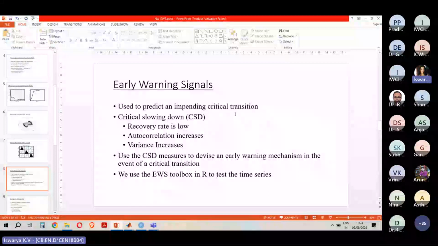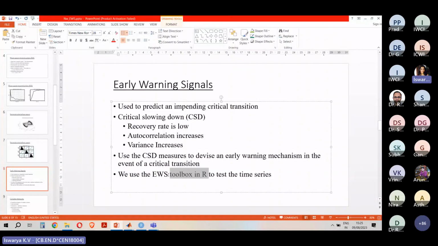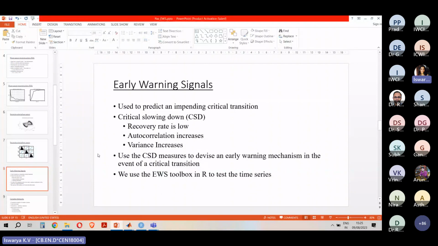Another point that was illustrated was early warning signals, where given that you have a time series, can you find out if there are any critical slowing down factors that arise in your system, which will give you a clue so that you can maybe forecast that there is a transition that is impending. For this, I'll be showing you how you can use the EWS toolbox in R.